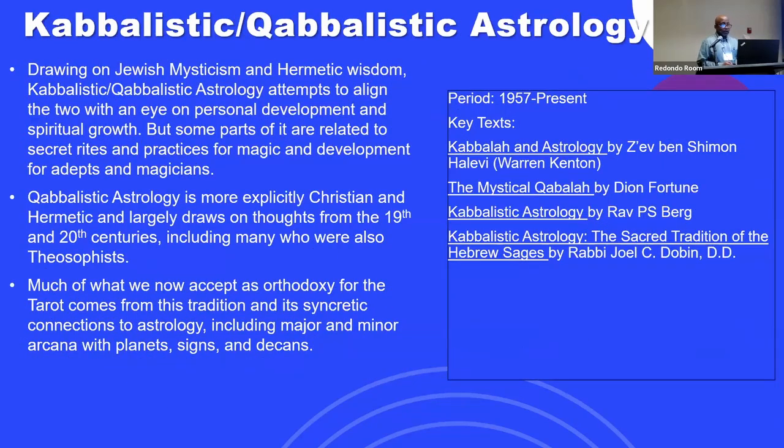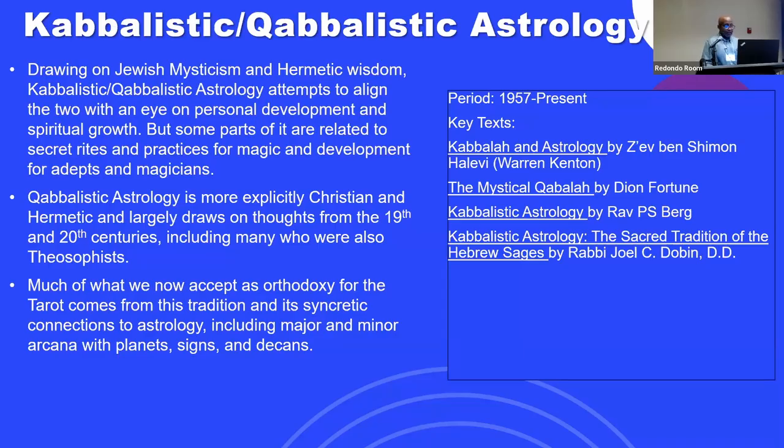There's Kabbalistic astrology. This is based on Jewish mysticism. And also there is a difference between Kabbalistic with the K and with the Q. The distinction I may say, Kabbalistic is probably much more tied to the Jewish tradition. The one with the Q is more explicitly Christian and tying in what we call Hermeticism, and largely draws on thoughts and thinkers from the 19th and 20th century. Many of these folks were theosophists or folks who fled theosophy.